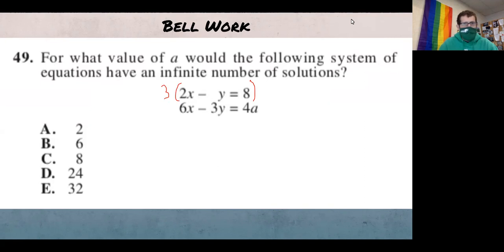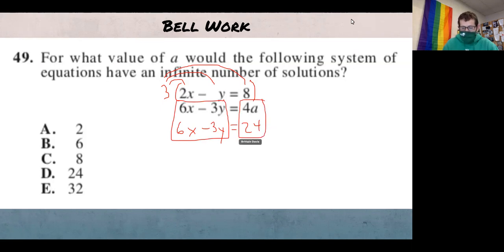So what we have is a situation where if I multiply by 3, that means multiply everything in this equation by 3, scale it up, then this is going to give me 6x minus 3y equals 24. And what we're looking for is an equation where these two are exactly the same. I don't need to worry about rearranging this, but what I can see is that these are the same equations right here on the left, 6x minus 3y. So if it's the same on the left, I need to make sure on the right side it's exactly the same as well. So 4a has to equal 24.